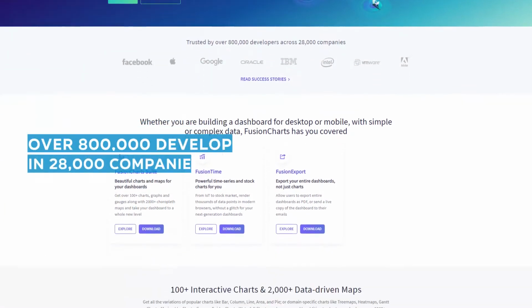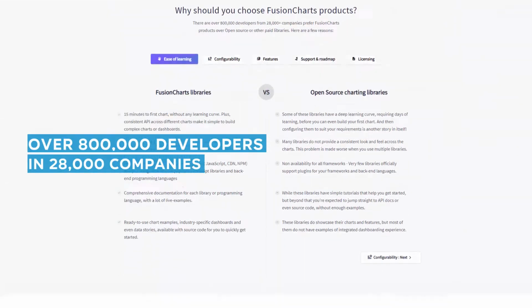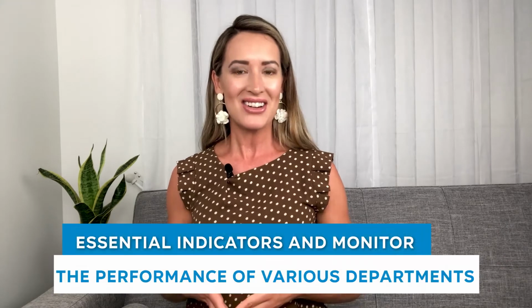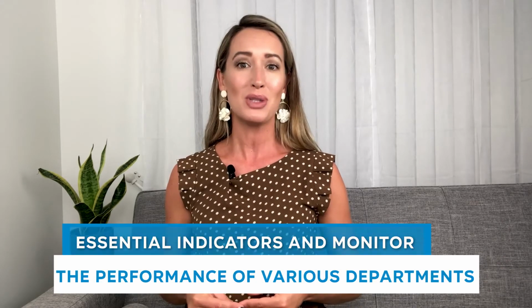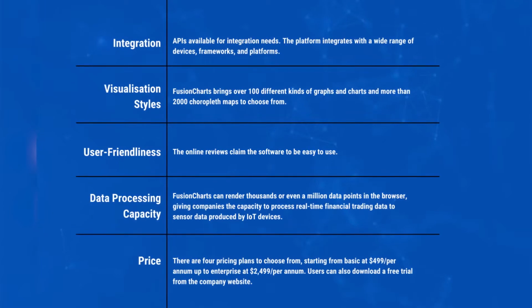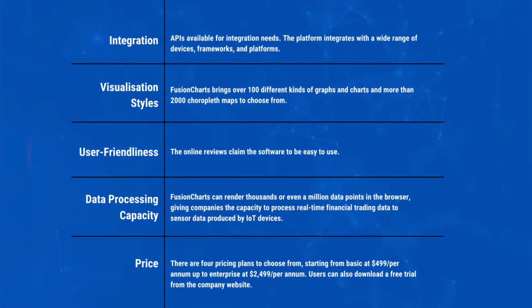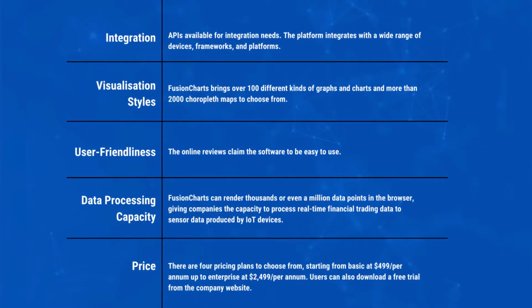FusionCharts. FusionCharts is a Java-based platform used by over 800,000 developers in 28,000 companies to build online and mobile visual dashboards. Furthermore, the tool is compatible with a wide range of frameworks and programming languages. Therefore, FusionCharts visual projects can be embedded anywhere. Due to the software's primary emphasis on creating business operations dashboards, users can track essential indicators and monitor the performance of various departments within an organization, as well as evaluate monthly and yearly revenues, financial investments, and performance targets.